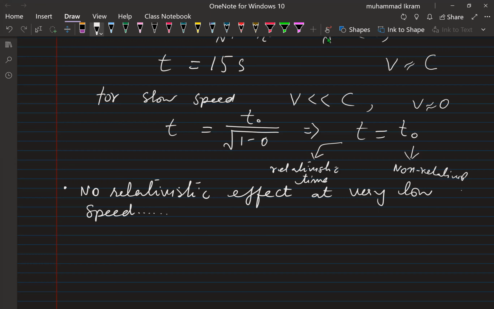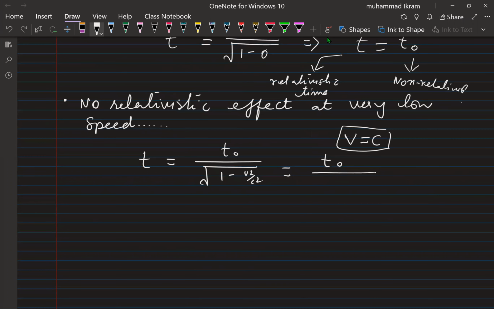Now, another case: when v equals c, that is, if the object moves with the speed of light, then what will happen? Then t will become equal to t naught into, since v squared by c squared becomes 1, 1 minus 1. So t becomes infinitely large. And what is the result? Time will freeze, it will come to a stop, right?